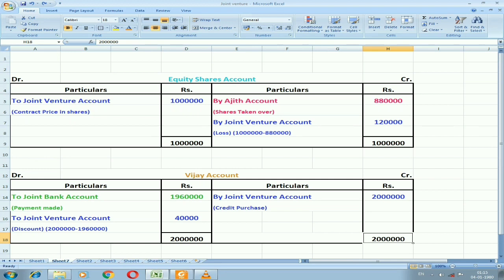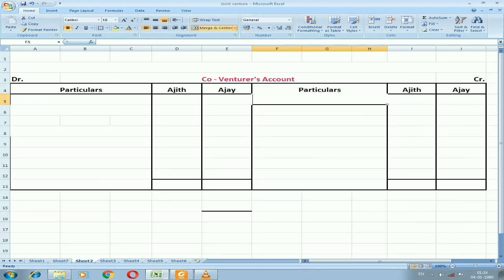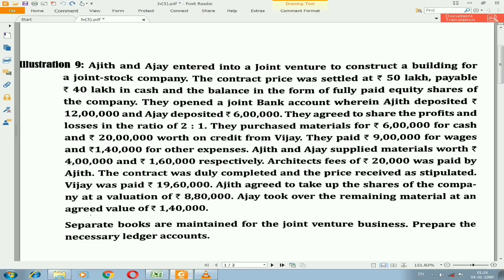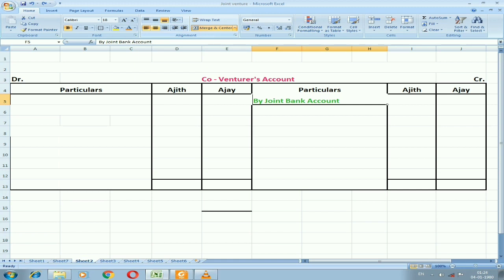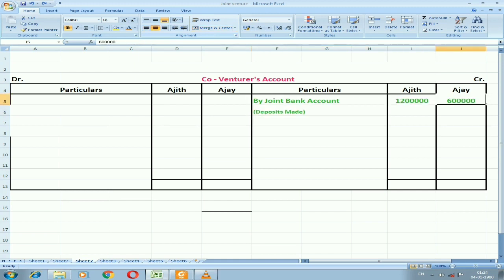After Vijay account, next account we are supposed to prepare, that is co-venture account. So Ajit and Ajay are the co-ventures. In their name we need to make two amount columns. First always we are going to record with the credit entry on co-venture account how much they have deposited at the starting of the joint venture. So Ajit deposited 12 lakh and Ajay deposited 6 lakh. That we are supposed to record on the credit side of co-ventures account in the name of joint bank account, deposit made 12 lakh and 6 lakh.